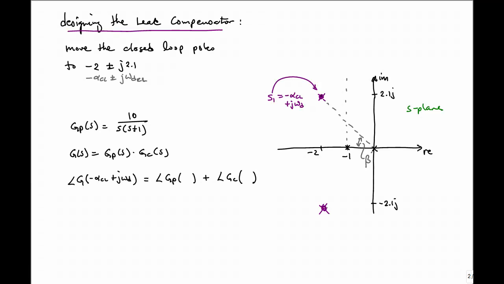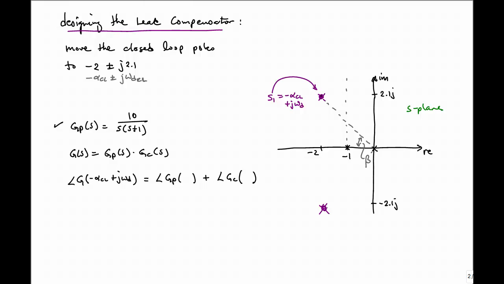Okay, we now want to get into designing the lead compensator for our system. That involves this plant having a pole at the origin and a pole at -1, and I've located them here on the S-plane right here. And I've also located our two desired closed loop poles, which will meet the transient specifications that we have started out with.